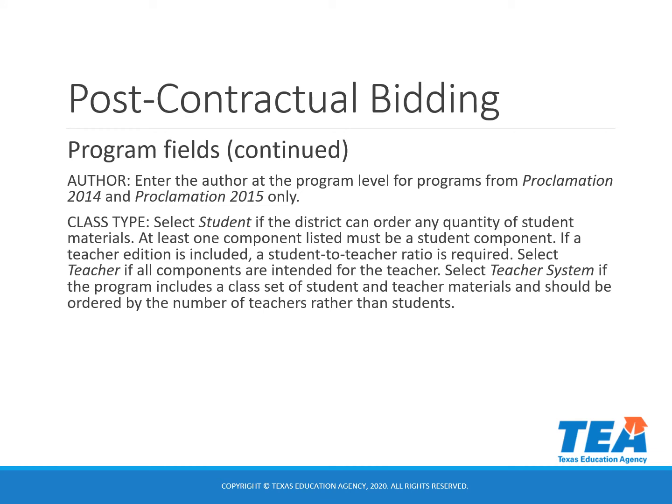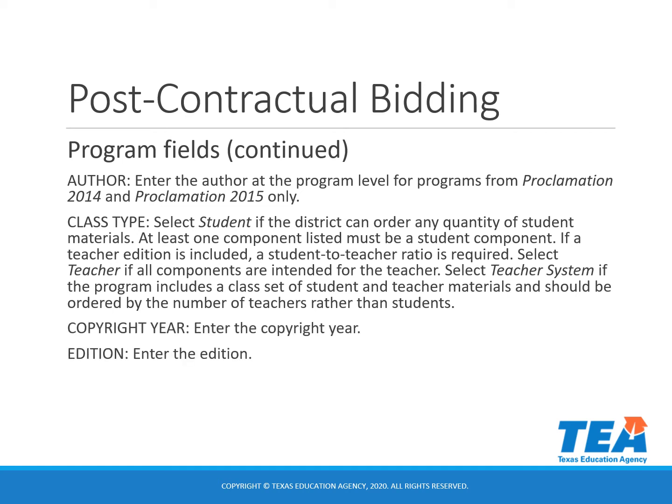For the class type, you will select student if the district can order any quantity of student materials. At least one component listed must be a student component. If the teacher edition is included, a student-to-teacher ratio is required. You'll select teacher if all the components are intended for the teacher. Select teacher systems if the program includes a class set of student and teacher materials and should be ordered by the number of teachers rather than the number of students.